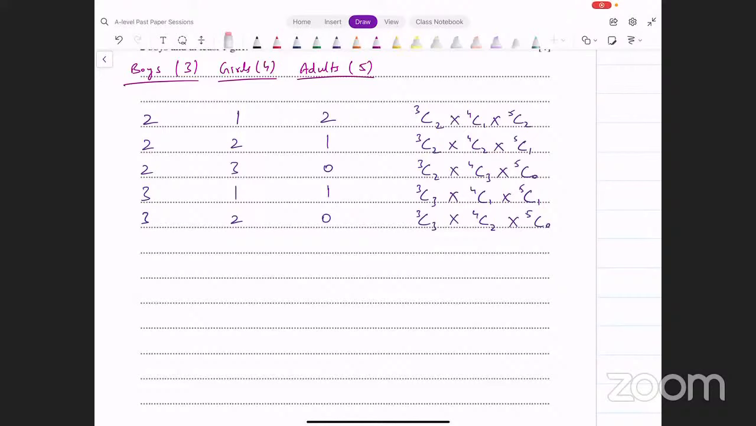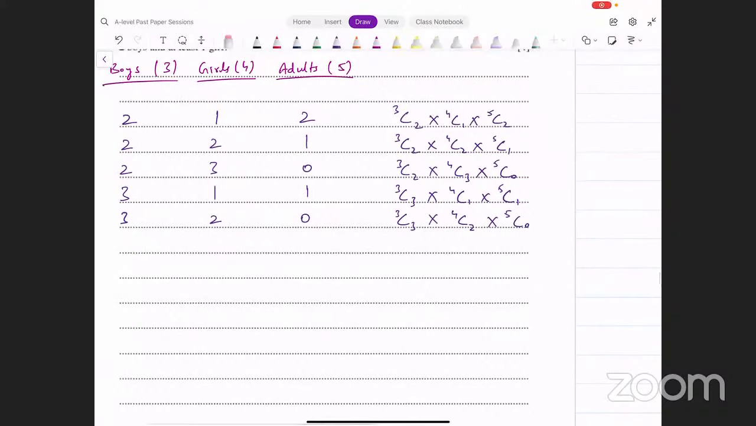अच्छा, let's evaluate each of them now and then add them. Again, it's going to be helpful to have them here individually ताकि आपको partial marks, अगर आपका कुछ गलत हो जाए, आपको partial marks उसके मिल जाए सही तरह से. अच्छा, 3 into 4 into 5C2, that's giving me 120. Then the second 3 into 4C2 is 6 into 5, that's 90.